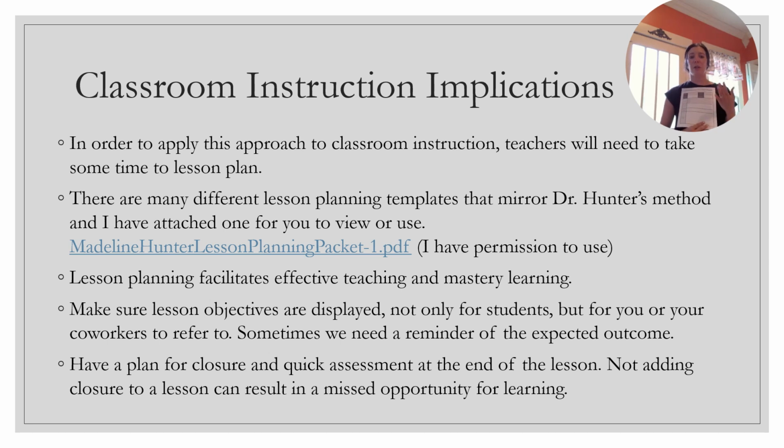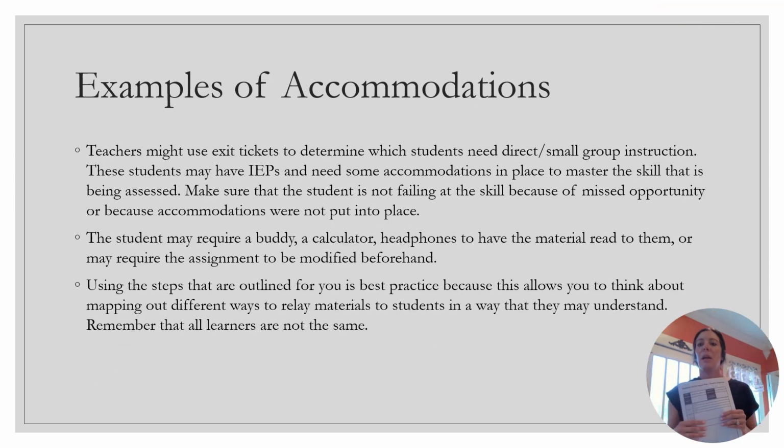And then have a plan for closure and quick assessment at the end of the lesson. Not adding a closure or an exit ticket to a lesson can result in a missed opportunity for learning. Examples of accommodation. So teachers might use exit tickets to determine which students need direct instruction or small group instruction. These students may have IEPs and need some accommodations in place to master the skill that is being taught or assessed. Make sure that the student is not failing at the skill because of a missed opportunity or because you failed to accommodate them per their IEP.